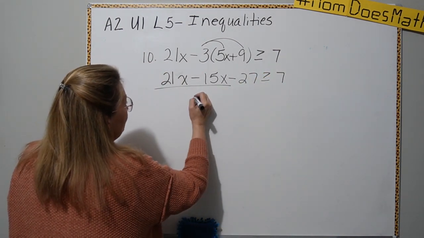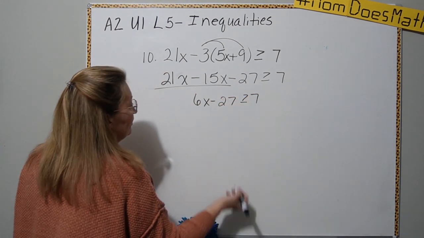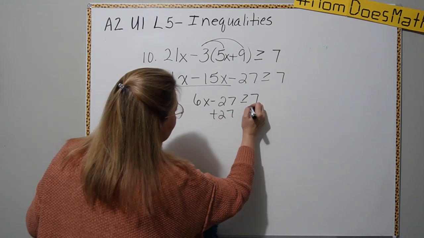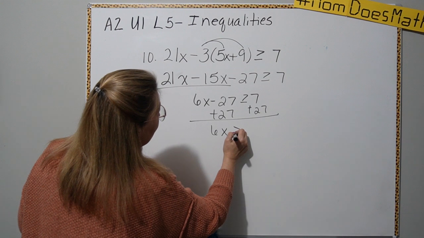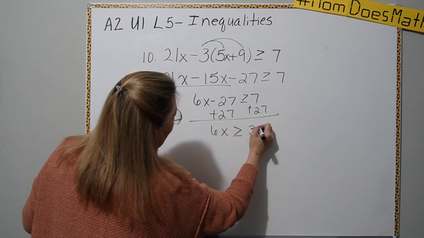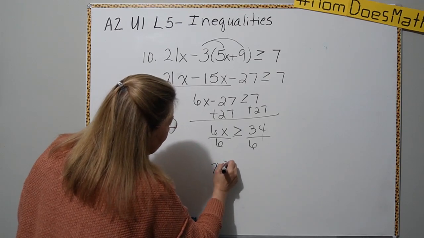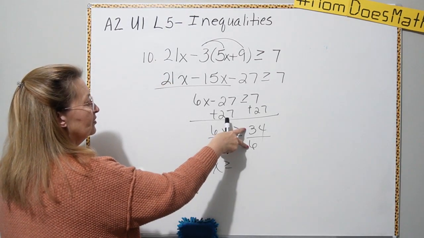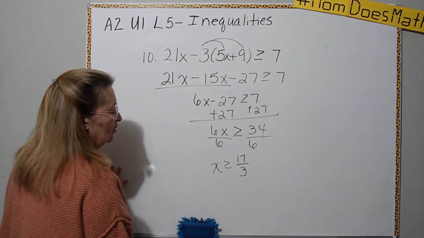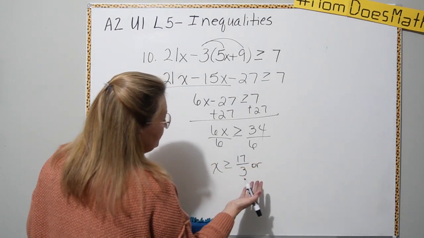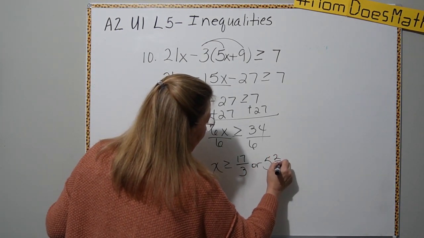21x minus 15x is going to be 6x minus 27 is greater than or equal to 7. Add 27 to each side, which will give us 6x is greater than or equal to 34. Divide both sides by 6, and you have x is greater than or equal to, now this will reduce down, both of these will reduce by 2. So you've got 17/3. And if you want to, sometimes it's easier to graph if you change that to a mixed number. So that would be 5 2/3.